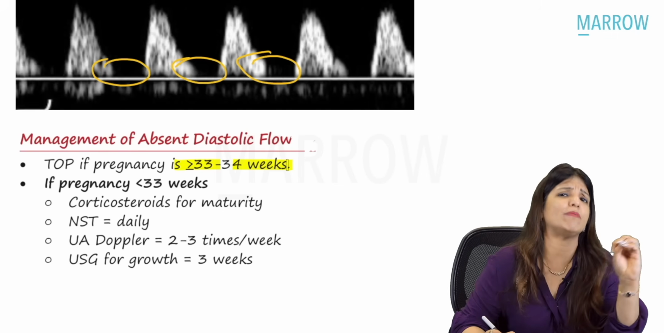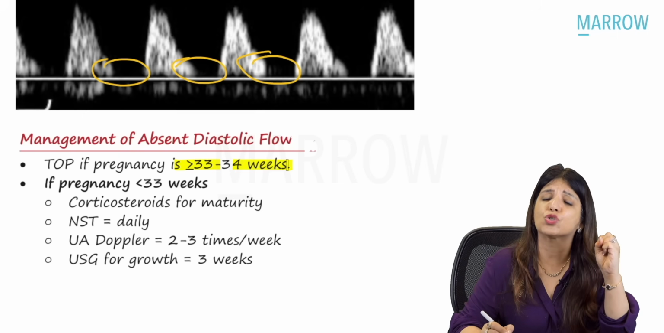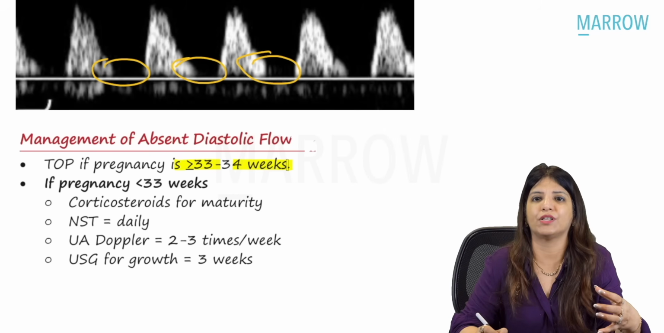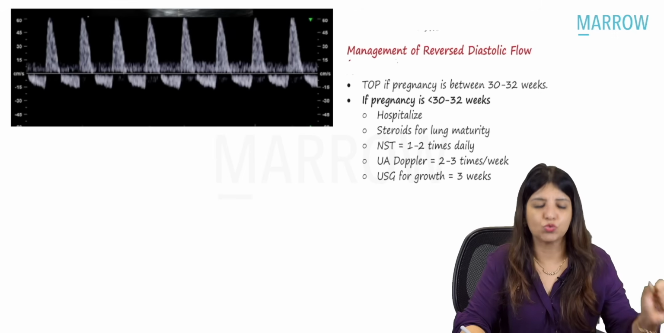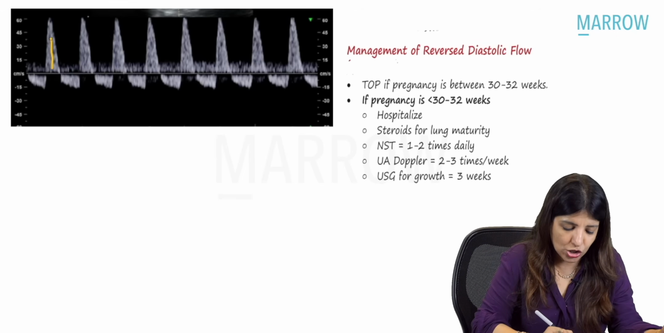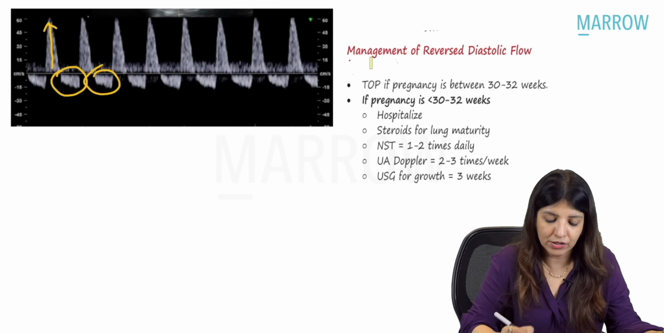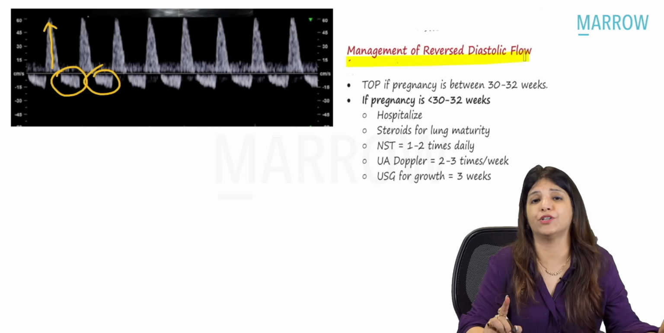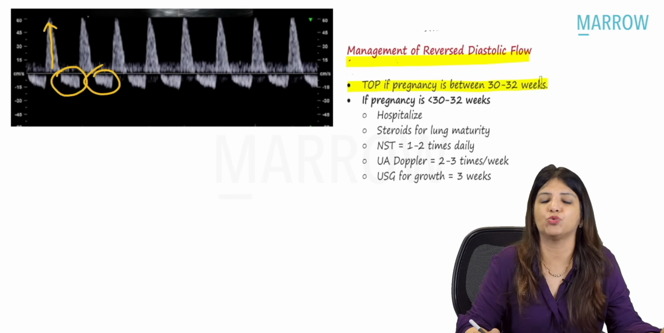Now imagine an extremely serious situation where during diastole, the pressure or the resistance is so high that instead of blood coming inside the blood vessel during diastole, blood is flowing away from the blood vessel. And this is what is called as reversed diastolic flow. So over here, during systole, blood flow is in this direction, but during diastole, it's in the opposite direction. This is what is called as reversed diastolic flow. Whenever you get a reversed diastolic flow, pregnancy has to be terminated between 30 to 32 weeks.